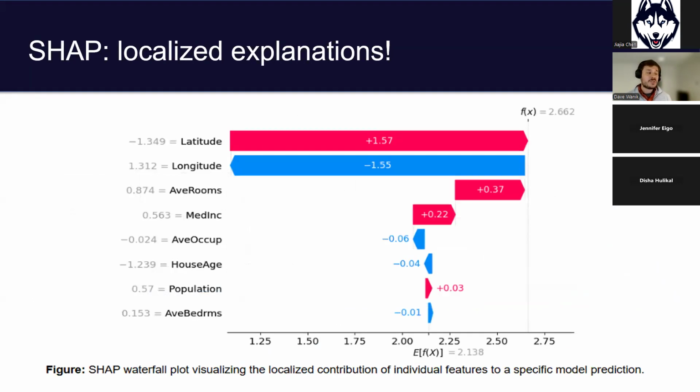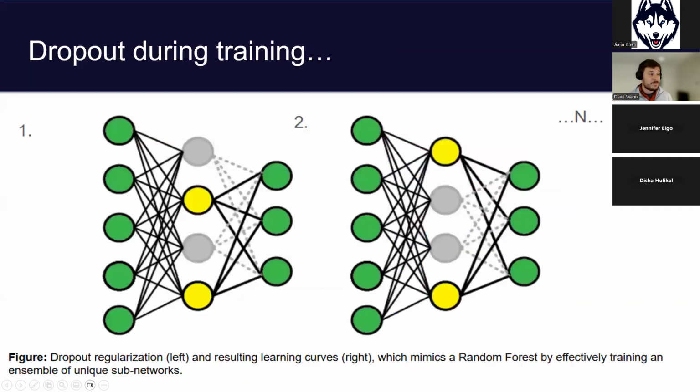Further, you can even do something like SHAP, and I don't have time to go into SHAP in full detail, but these methods are largely off the shelf, and you can interrogate your model and say, how did the model make its decision? How did it come up with 2.62? And it says, well, latitude is adding 1.57 to the house price, longitude is subtracting it, so they're kind of fighting each other. And then it's the average rooms and the income that are largely influencing the prediction.